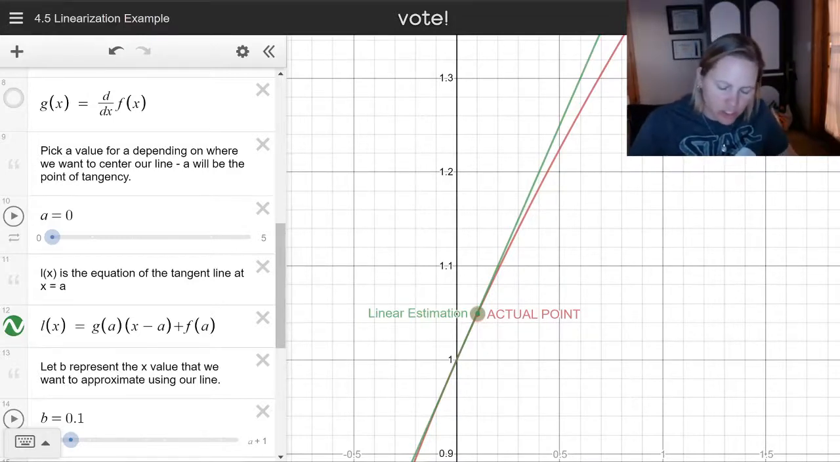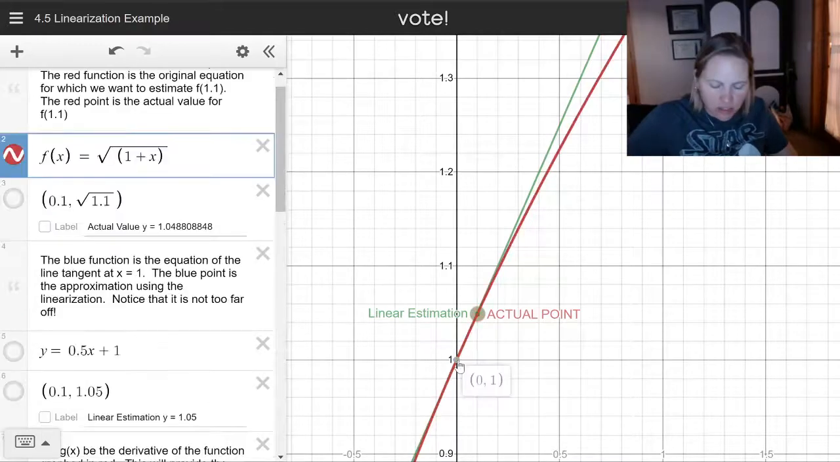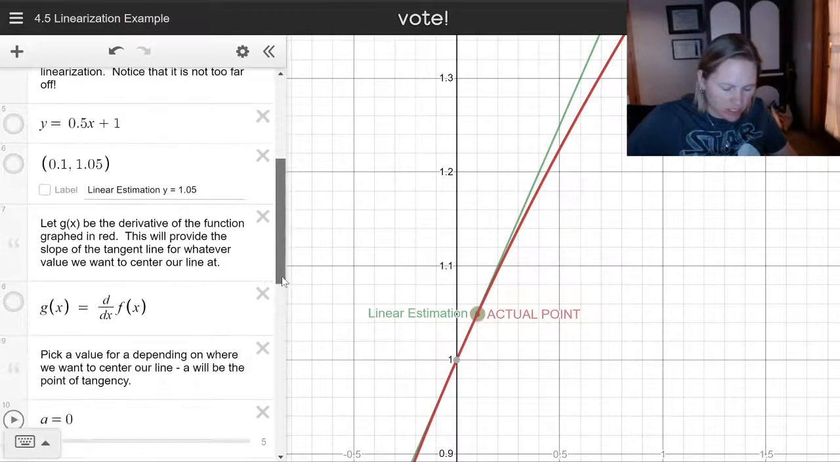We're going to use the visual difference between the linear estimation and the actual point to demonstrate just how far off you can get the further away you are from your center. The way I have it set up is that the green line is our linearization, so just pay attention to that green line. And then we have this A value. A is where we're going to center things. Right now we have it centered at 0, so where x is 0, that's where my tangent line is. This is exactly what we had in the example that we just did.